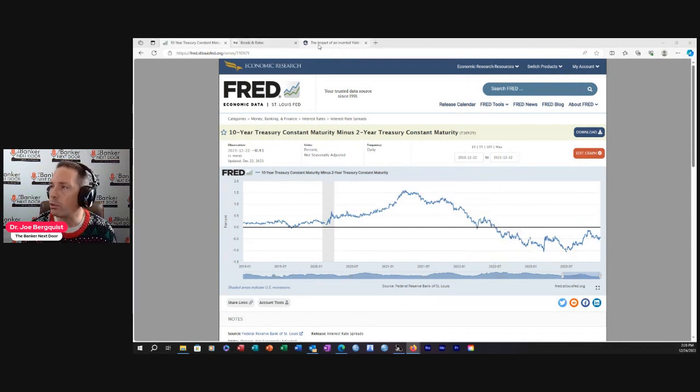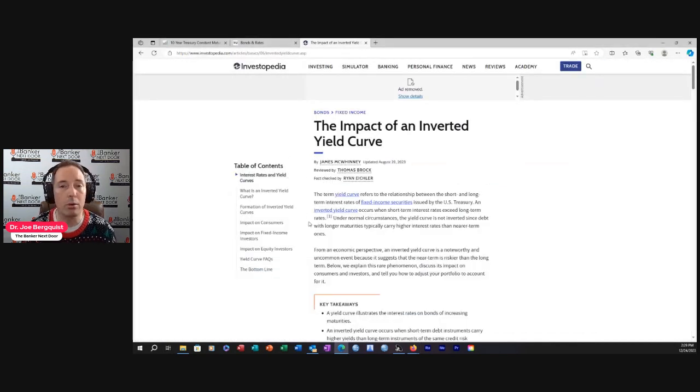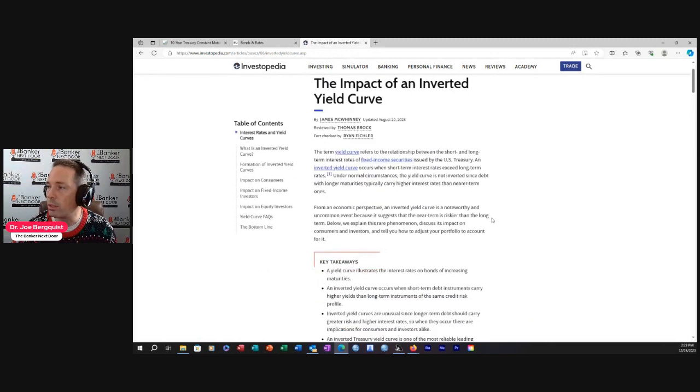And now we're going to go to another website that I love called Investopedia. If anybody has not been here, I highly recommend checking it out. An excellent website. So this says the impact of an inverted yield curve. The term yield curve refers to the relationship between the short and long-term interest rate of fixed income securities issued by the U.S. Treasury. An inverted yield curve occurs when short-term interest rates exceed long-term interest rates.